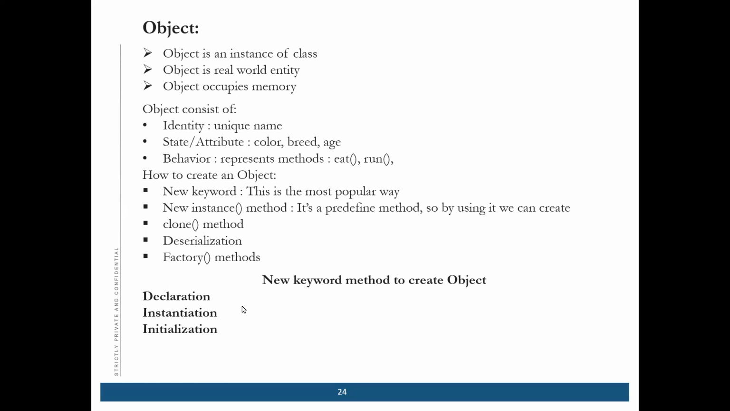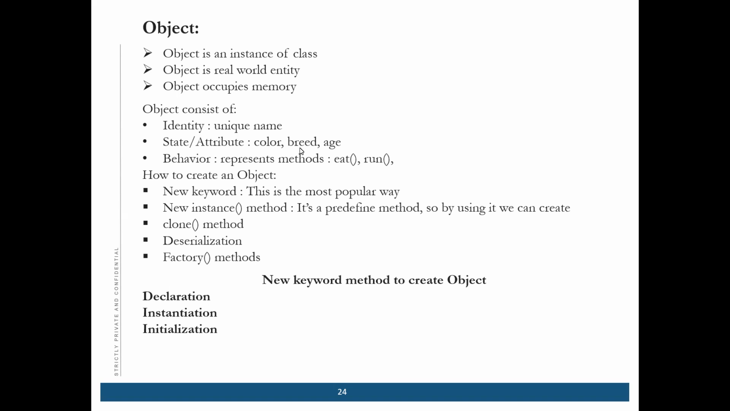I know that the previous batch students already know, but whoever is very new to this, how to create an object, first we have to understand that while creating an object with the new keyword method, we have to do three things, that is declaration, instantiation and initialization.